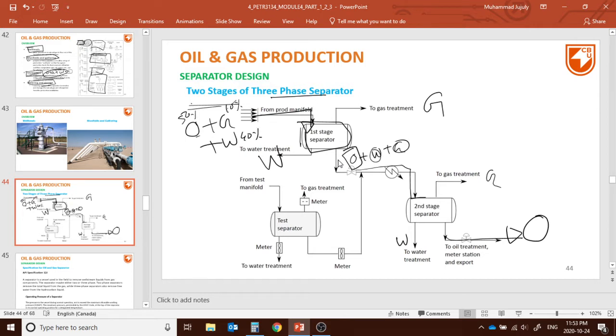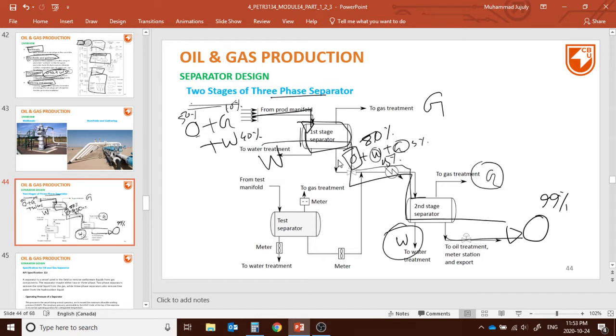At the first stage we will get oil at about 80%, and gas will be like 5%, and the water would be the rest of the amount, for instance like 15%. And after that we'll get something like 99% oil. The rest of the water and gas would be removed. So this is how these stage separators actually work.